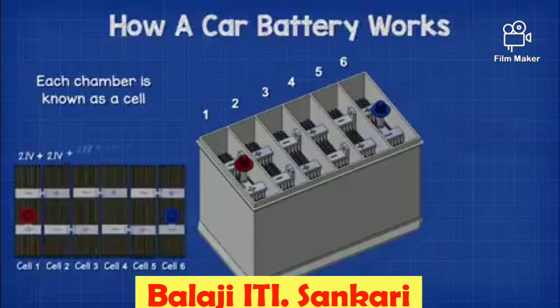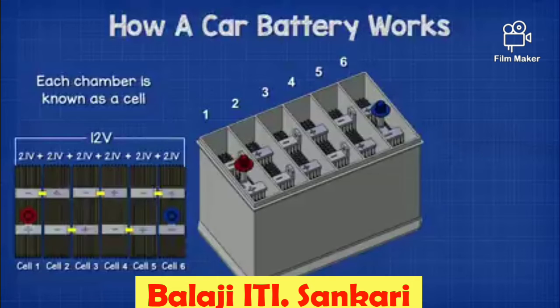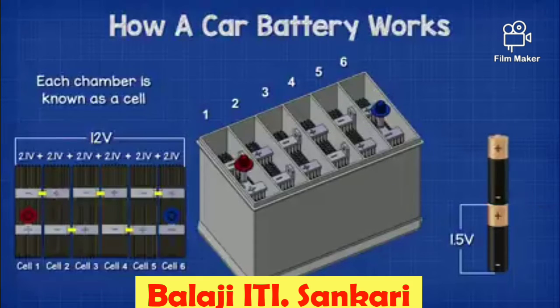Each cell generates around 2.1 volts of DC or direct current. Each cell is connected in series. The negative of one cell is connected to the positive of the next cell, to give us a total voltage of around 12.6 volts. It's the same as if you connected household alkaline batteries together. The voltages add together to provide a higher total voltage.